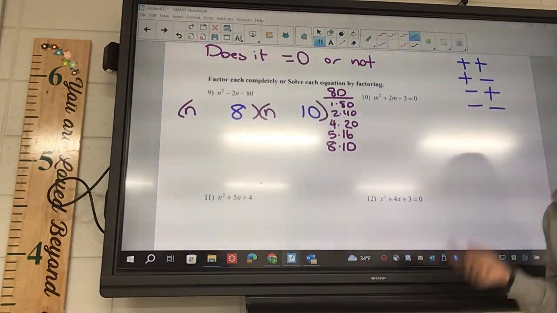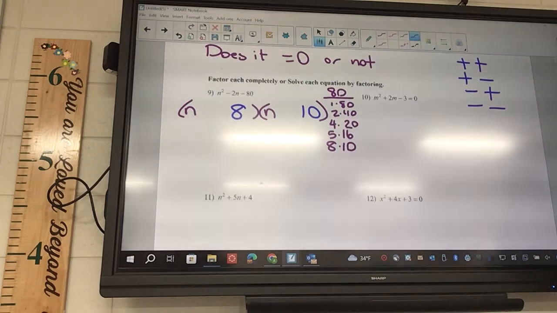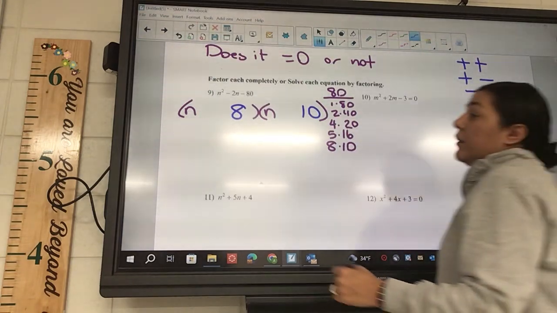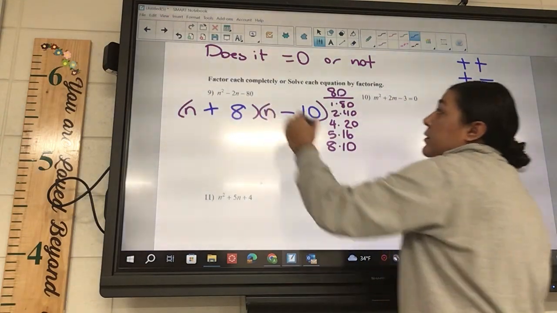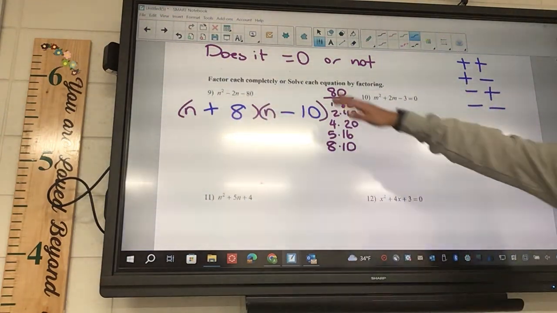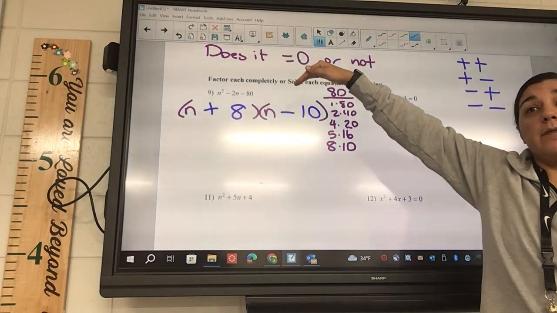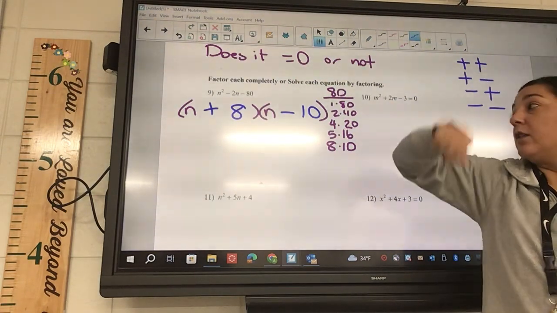And I need a -2. So how can I make that happen? Plus minus. Okay, now go back to this question. Does it equal 0 or not? No, it does not.